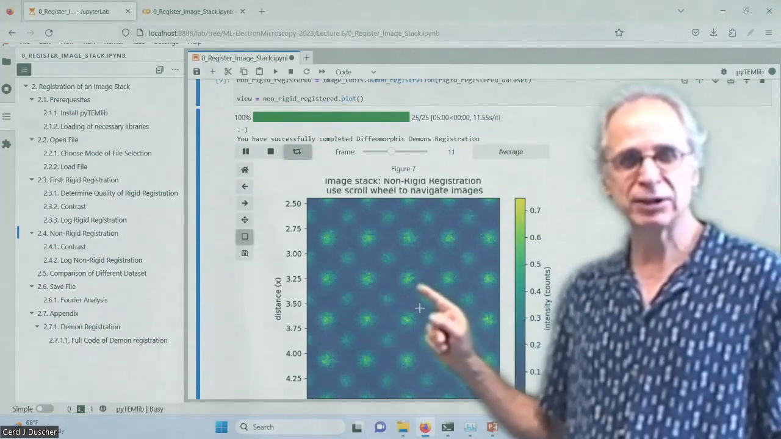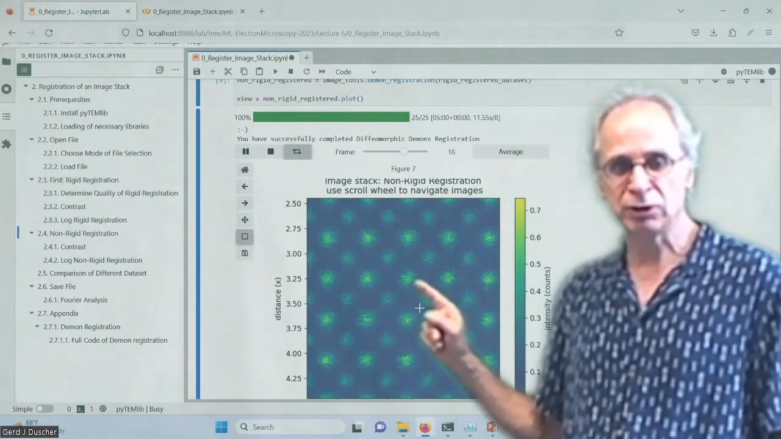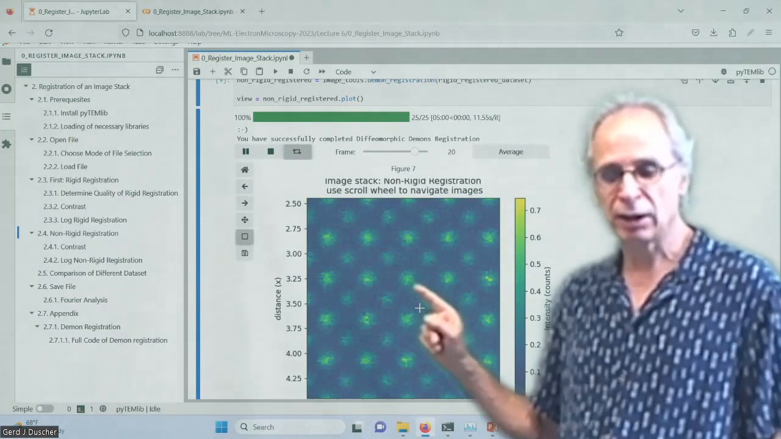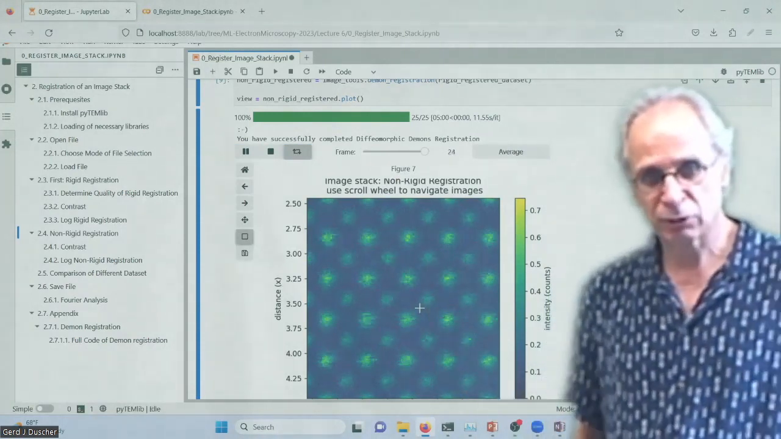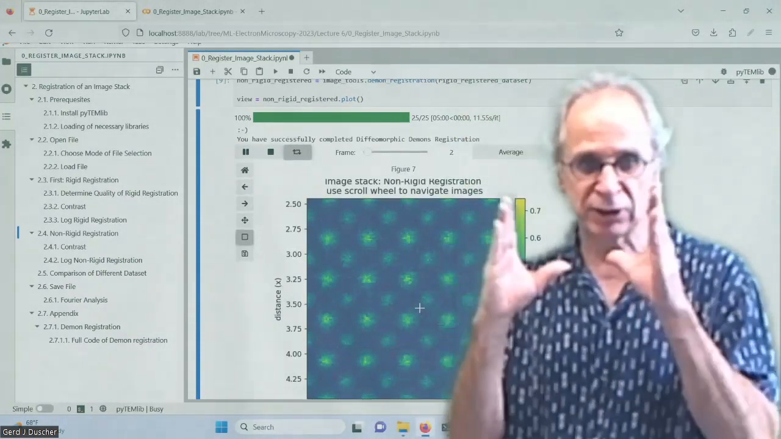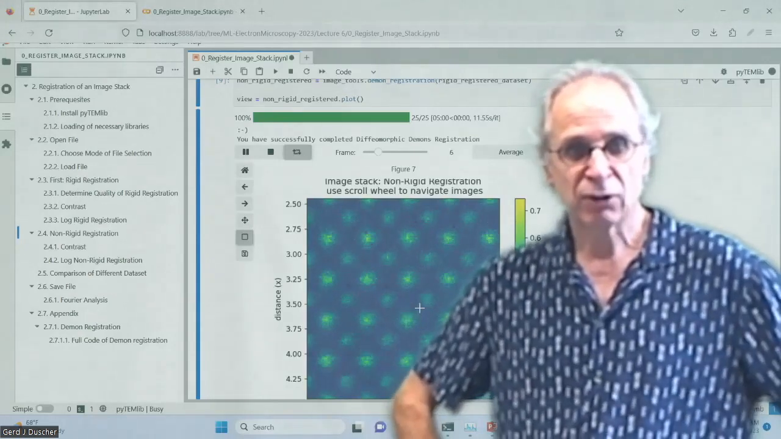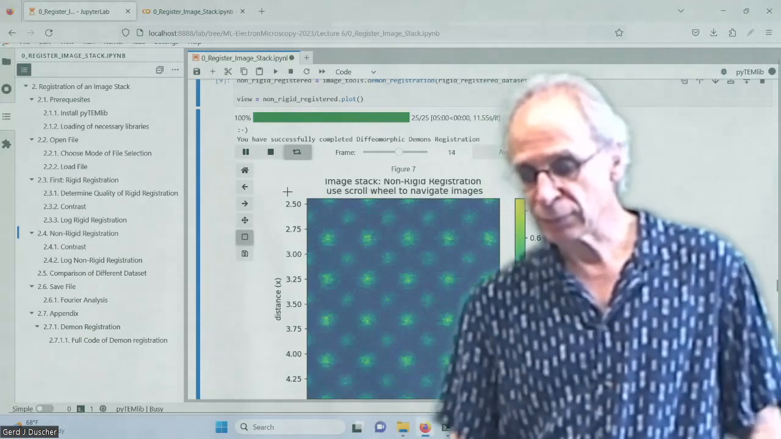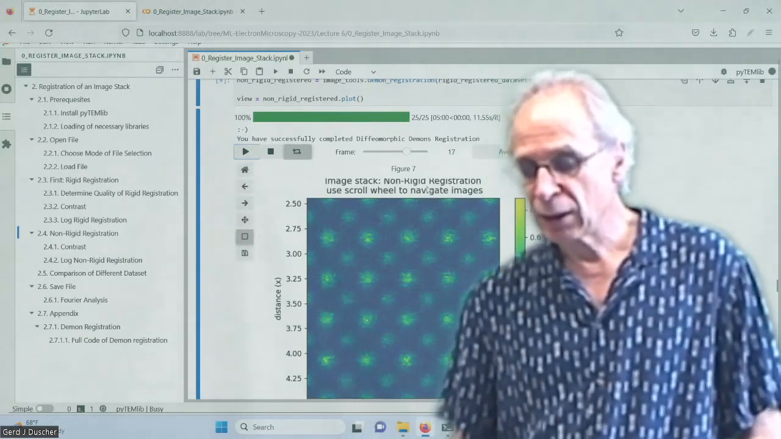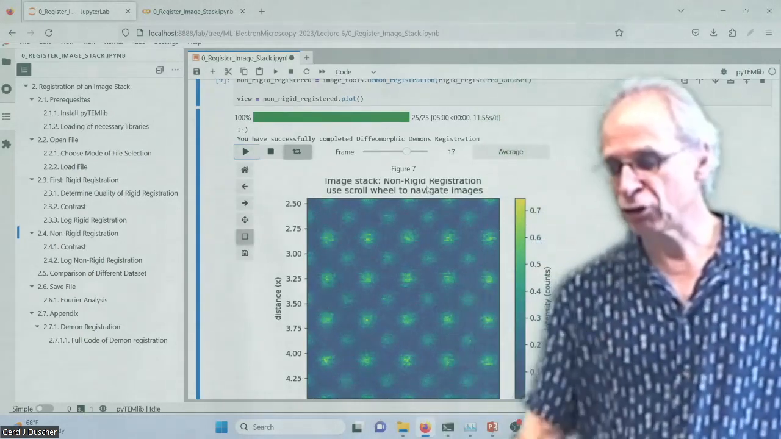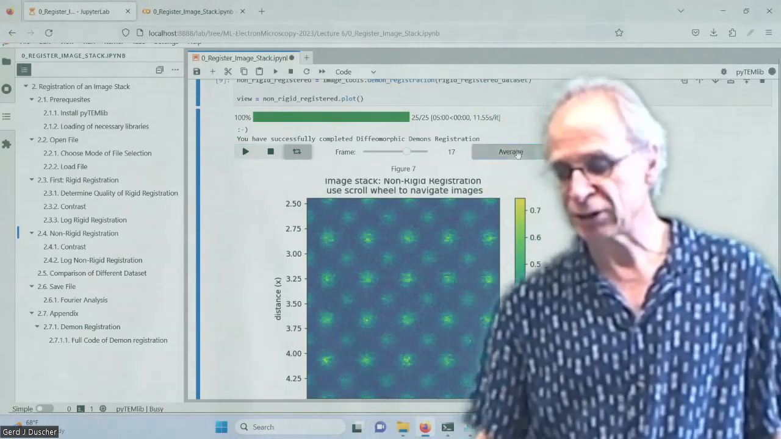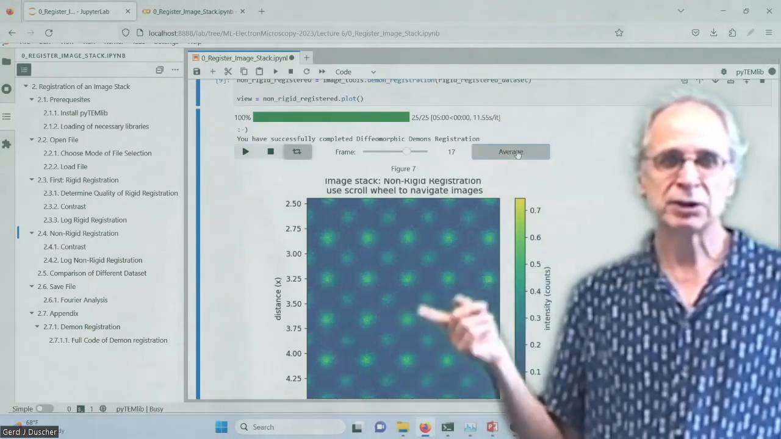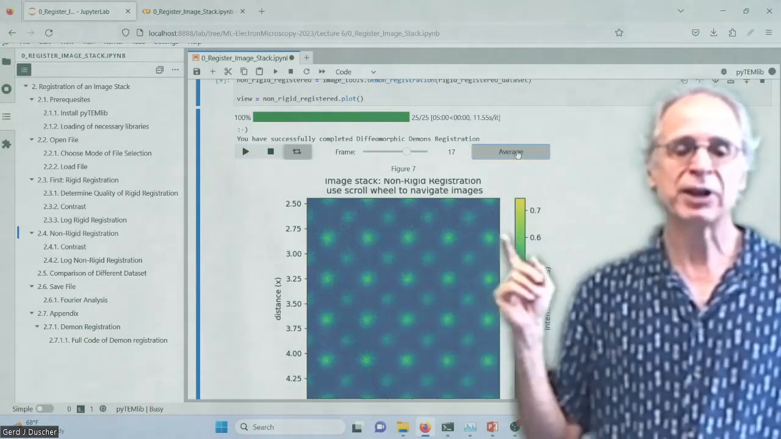Now we see that the only thing that is changing is the noise. And the atoms are, of course, very round. So everything is pushed back together. So we get a very high quality image if we average this kind of stack now. So this is as good as you can get it.